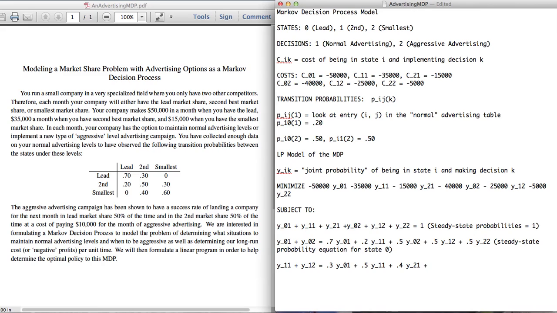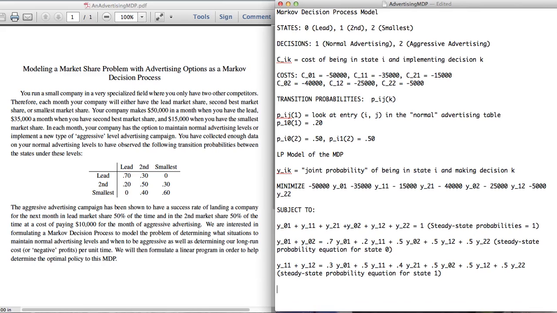And then we have a 50% chance, if we choose aggressive advertising, of ending up in state 1 as well. So we have 0.5 Y02 plus 0.5 Y12 plus 0.5 Y22. And this is the steady state probability equation for state 1.